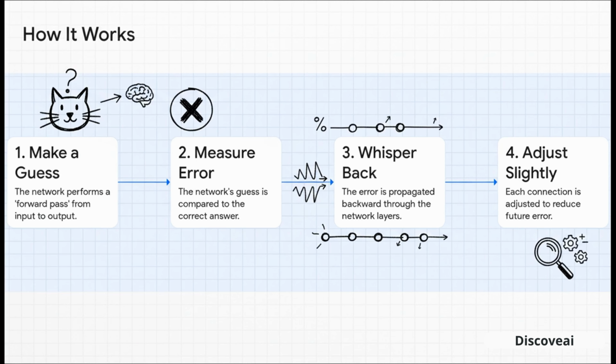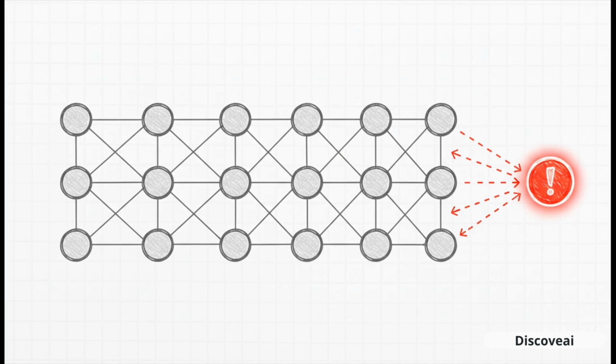And then you just repeat that loop, thousands, millions, even billions of times. So really, it's just a brilliant, systematic way of passing the blame backward. The output layer knows exactly how wrong it was.